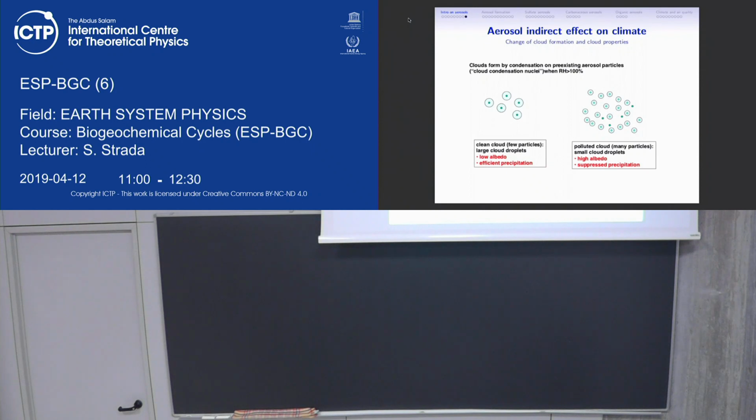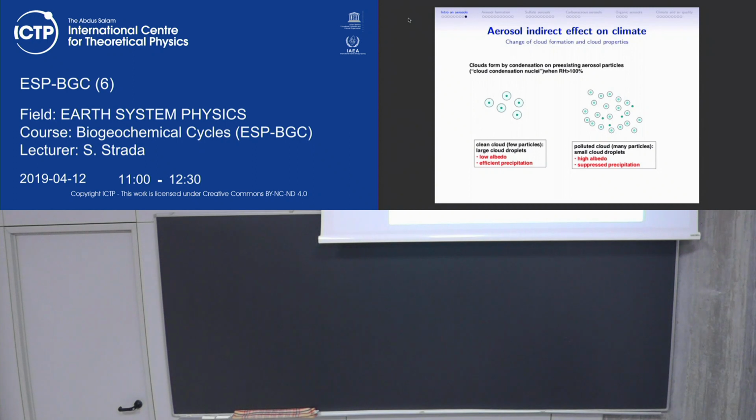Now let's try to compare two conditions. One is what we call a clean, pristine atmosphere, where we have few aerosols, and we compare this to a polluted situation where we have many particles dispersed in the atmosphere. In a clean environment, cloud droplets can form on these few particles, and so we finally have an efficient system in terms of precipitation, with a low albedo.